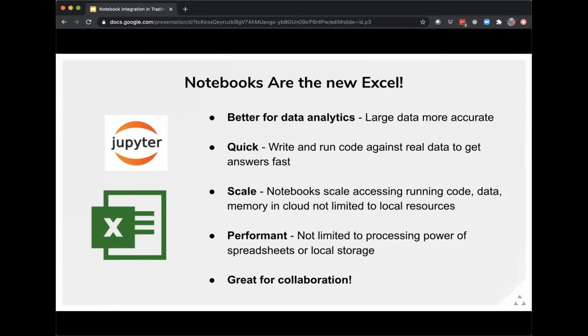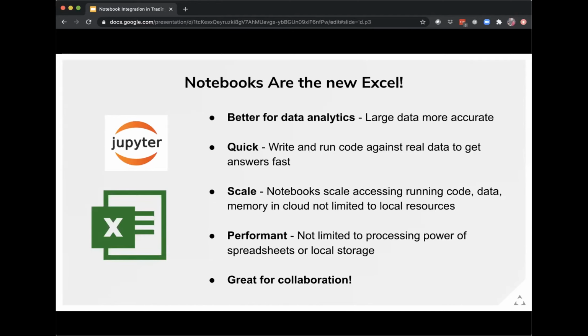Notebooks are generally pretty fast. You're not setting something to run in Excel, going and having a coffee break, coming back, hoping it hasn't crashed. And then if it hasn't, then you're having that second cup of coffee waiting. Some jobs can take long in notebooks, but generally notebooks are pretty fast. You're not waiting overnight for those batch reports, and they scale really well. They're typically highly performant. You're not limited to local storage or processing power.